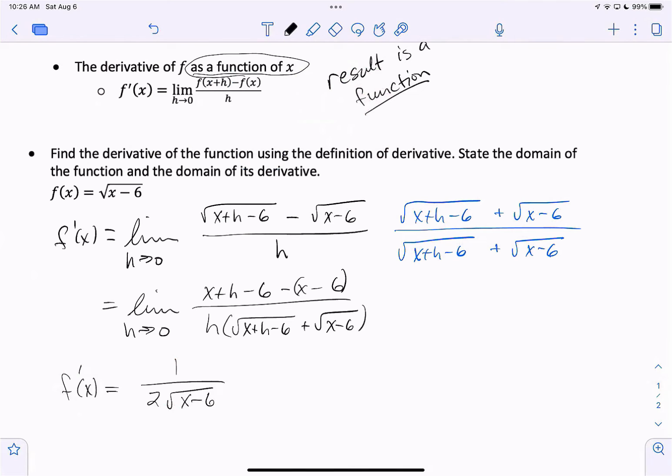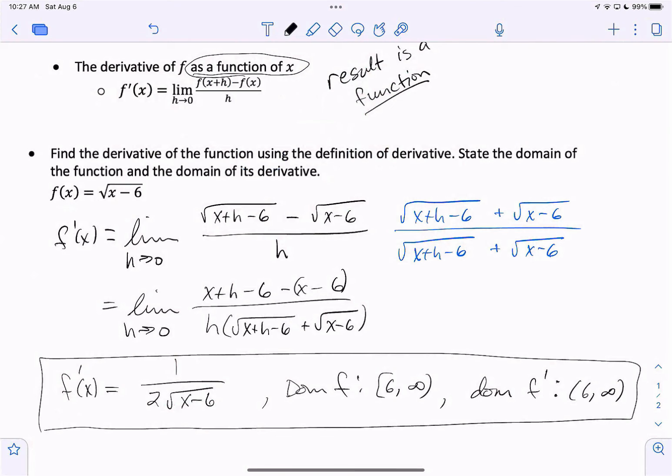Now, we were asked to find some domains, right? So the domain of f, well, f is equal to the square root of x minus 6. So the domain of f is 6 to infinity, including 6, right? The domain of f prime, because the square root of x minus 6 is in a denominator, is going to be the interval from 6 to infinity, not including 6. So sometimes the domain of a derivative can be different than the domain of the original function. Here's the thing. The domain of the derivative will never be bigger than the domain of the original function. It can be smaller, but it'll never be bigger.